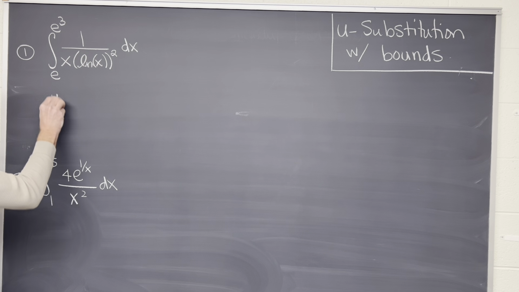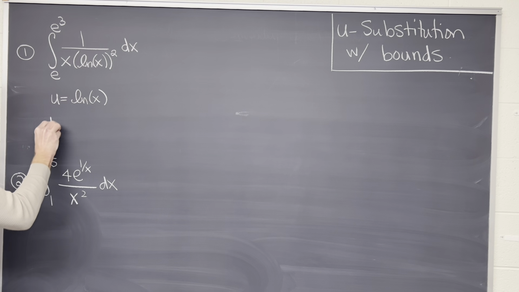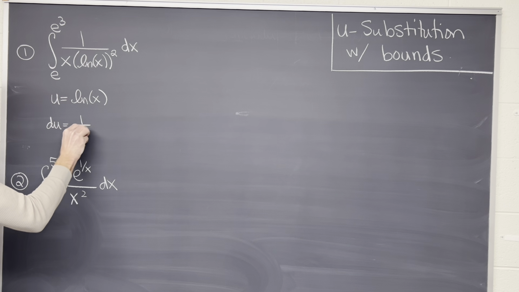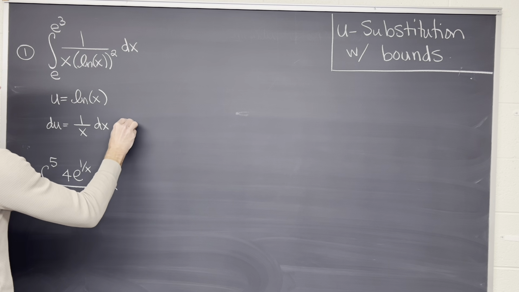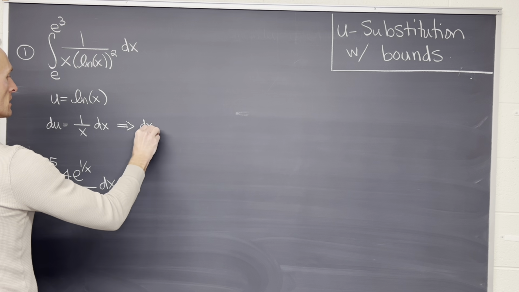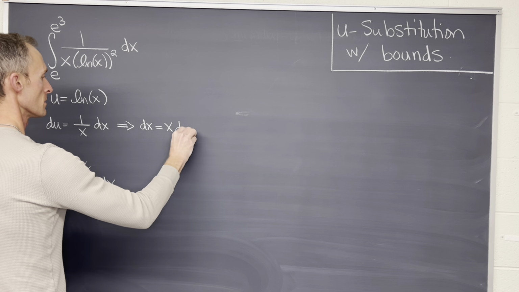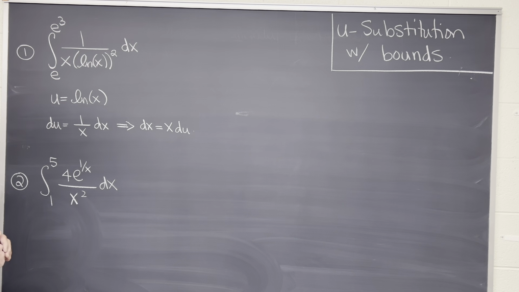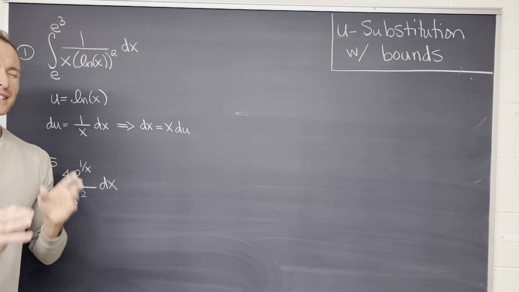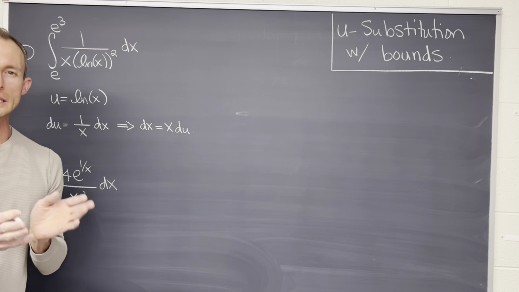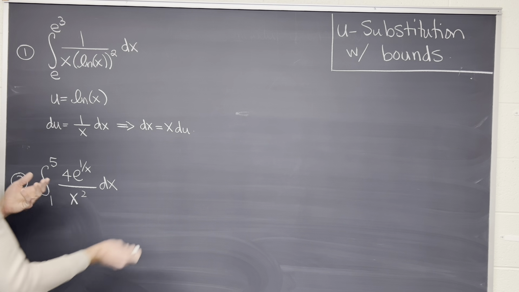So if I set u equal to the natural log of x, then du is equal to 1 over x dx. That suggests to me that dx is equal to, solve for dx, I just move over, x du. Okay, so that's fine. But now here is the trick, and this is the number one mistake that people make, and it's kind of a small one, it's not really a big deal, but it does matter, and it is important.